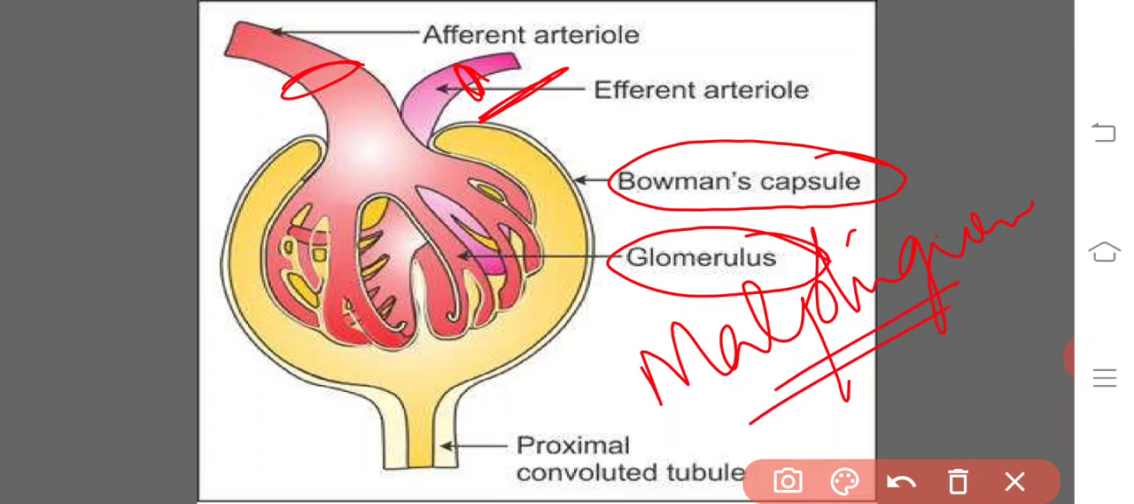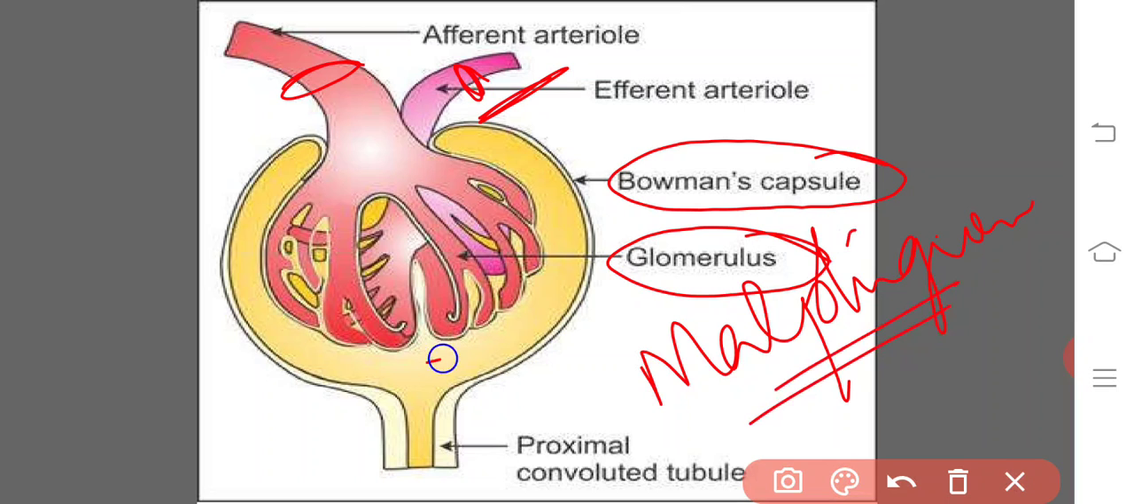Okay, and here there is importance in the urine formation of this Malpighian body. The wall of Bowman's capsule and the walls of capillaries of the glomerulus are formed by a single layer, that is endothelium. Glomerulus is made up of endothelium. They are in close contact.